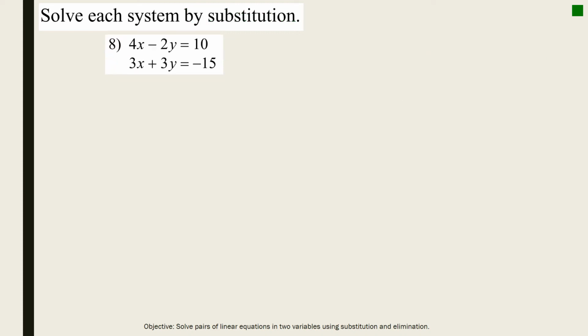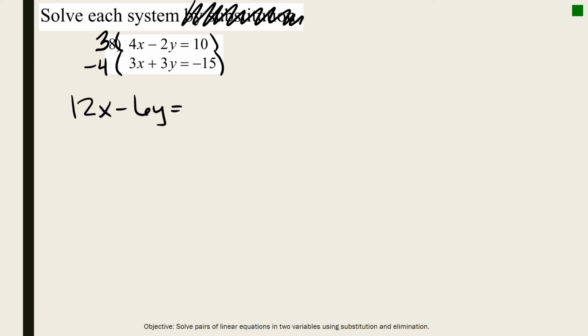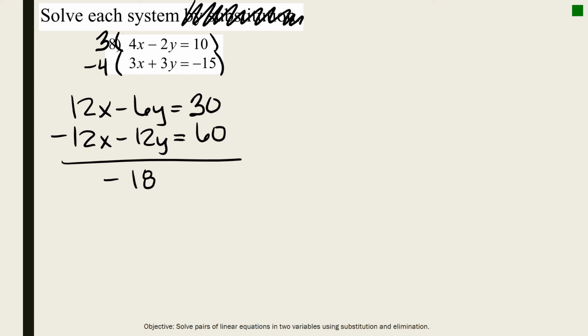Huh? All right, this one also says solve by substitution once again. Lady's choice. All right, here we go. I'm going to bring up a 3, and I'm going to bring down -4. Remember, bring up that number, bring down the opposite. 12x minus 6y equals 30. Negative 12x minus 12y equals 60. So negative 18y is 90. And y is going to be -5.